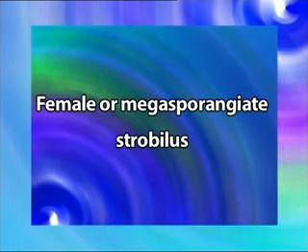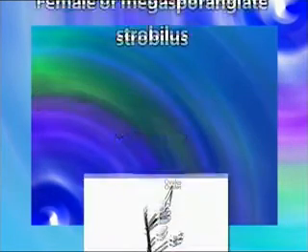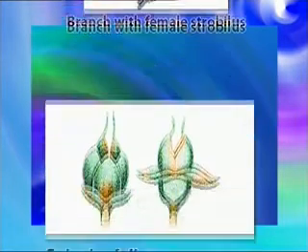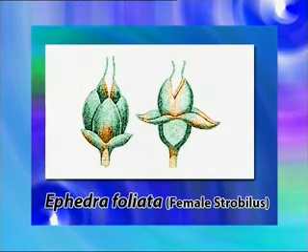Female or megasporangiate strobilus. The female strobilus arises in the axil of scale leaves at each node of the fertile branch of the female plant. They also arise in whorls. Rarely, a single strobilus may terminate the main axis. A female cone appears to be an elongated structure with a pointed apex.